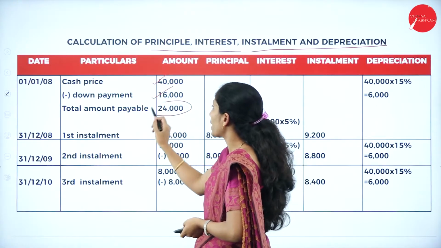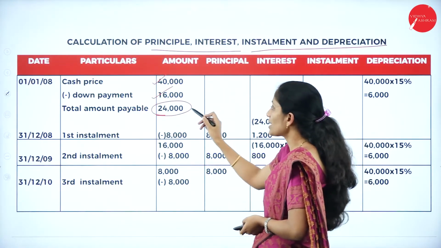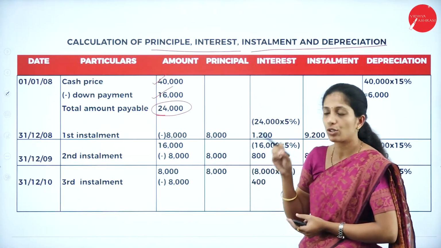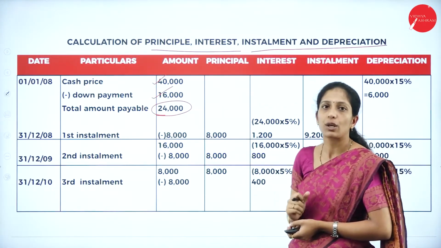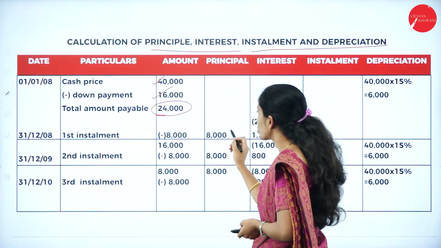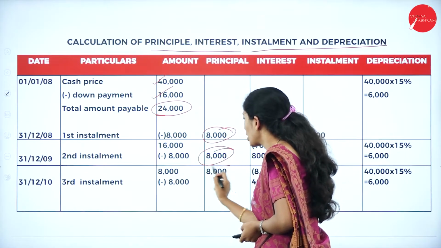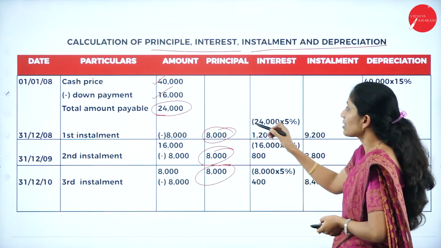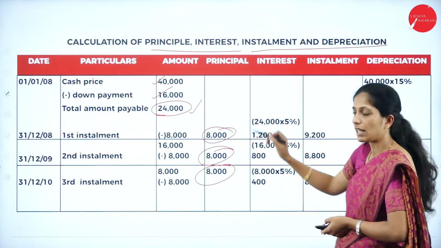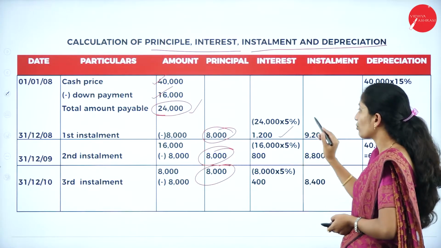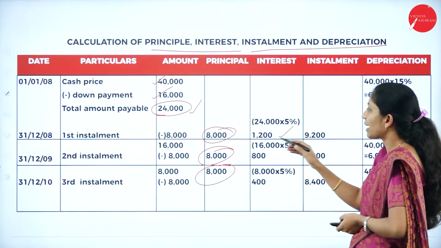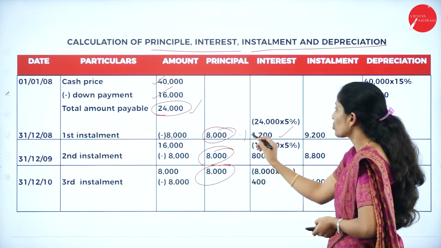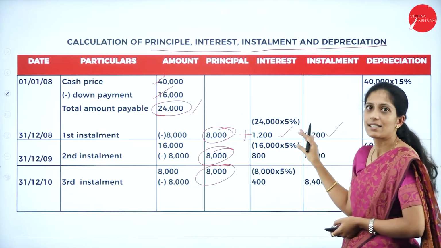Next, total amount payable is 24,000. Now this 24,000 has to be divided into how many installments? 3 equal installments. So we'll get 8,000 each, 8,000 in all the installments. Then we have to calculate the interest, that is on the amount payable in each year, that is 24,000 into 5%. Next, the installment amount is 8,000 plus 1,200, and we will get the installment amount.